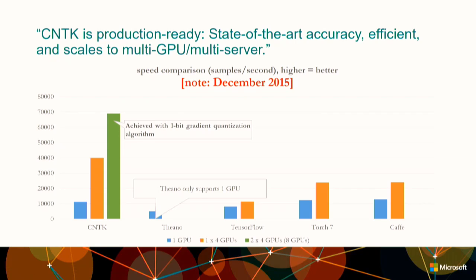This is a slightly older slide, and here you will see that in December 2015, CNTK was one of the first toolkits to support multiple GPUs across multiple machines. At that time, none of these other toolkits would support that. Since then, obviously competition has caught up, and they have added that support.